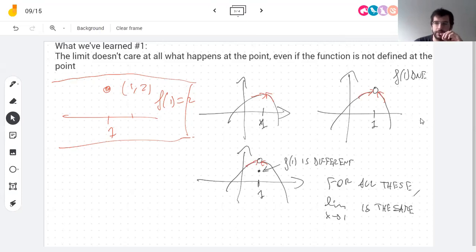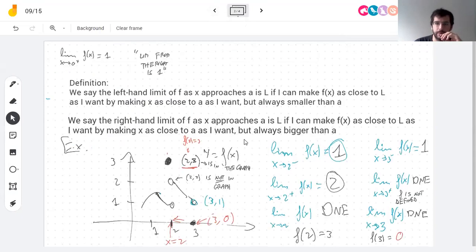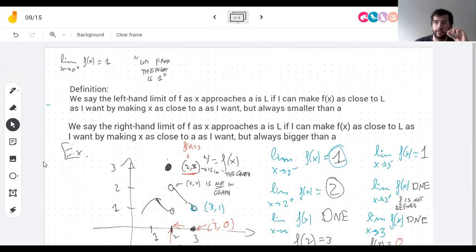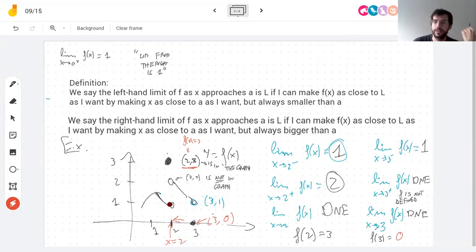Why wasn't the limit at two a number instead of does not exist? Well, the reason is that if I was approaching from the left and from the right, I was getting different answers. And the limit should be the same no matter how I approach x equals two. So if I go from here to here and back and back and back, then the value of f keeps jumping. It's not approaching anything. It's approaching sort of one and two at the same time. That's no good. So if these are not equal, the limit does not exist.